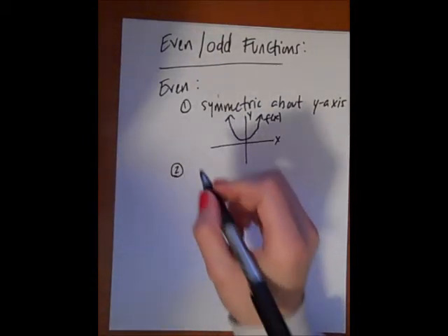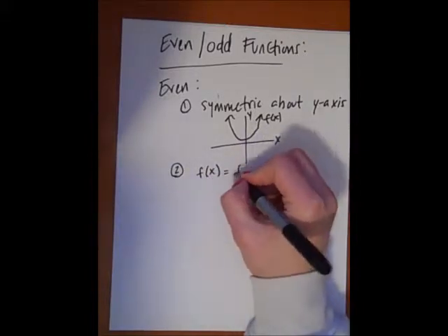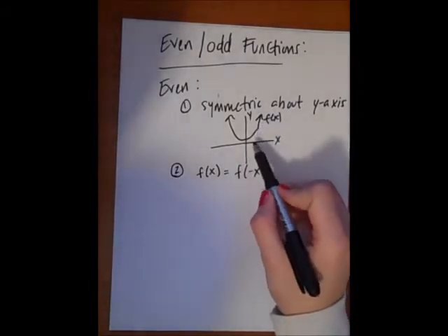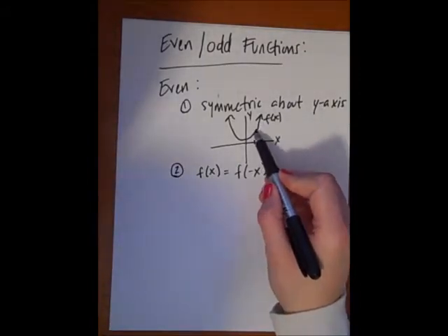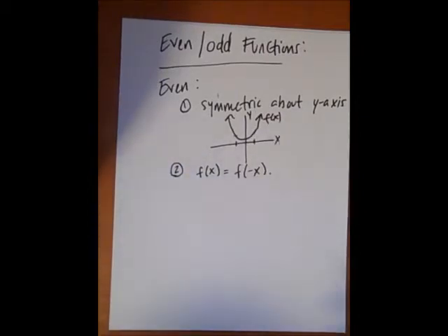Second way you can talk about even is to say that f of x equals f of negative x. What does this mean? It means that for this x value, the function is the same as for the negative of that x value. So again, symmetric about the y-axis, or algebraically f of x is f of negative x.